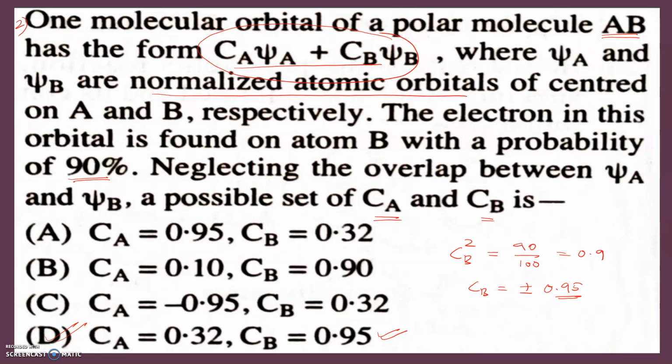Then see the next question. Question number 3. Identify the Huckel determinant for cyclobutadiene. So the given system is cyclobutadiene. For a cyclic conjugated system, the determinant should be a circulant. What is a circulant? A circulant is supposed to have the same number in the leading diagonal, and the same number above the leading diagonal and below the leading diagonal.